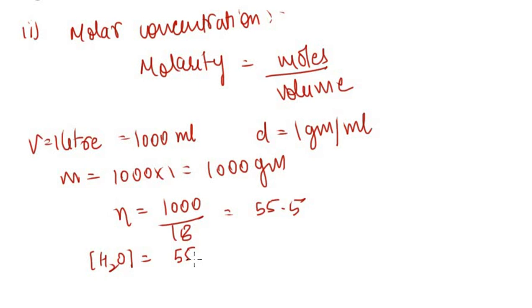So the concentration of water is the moles per unit volume. 55.5 moles divided by volume, which is 1 liter. We have taken a sample of 1 liter of water, so the volume is 1 liter. That turns out to be 55.5 molar. So that is the fixed concentration of water. If someone asks you what is the molarity of water, that is 55.5 molar. Pure water is 55.5 molar.